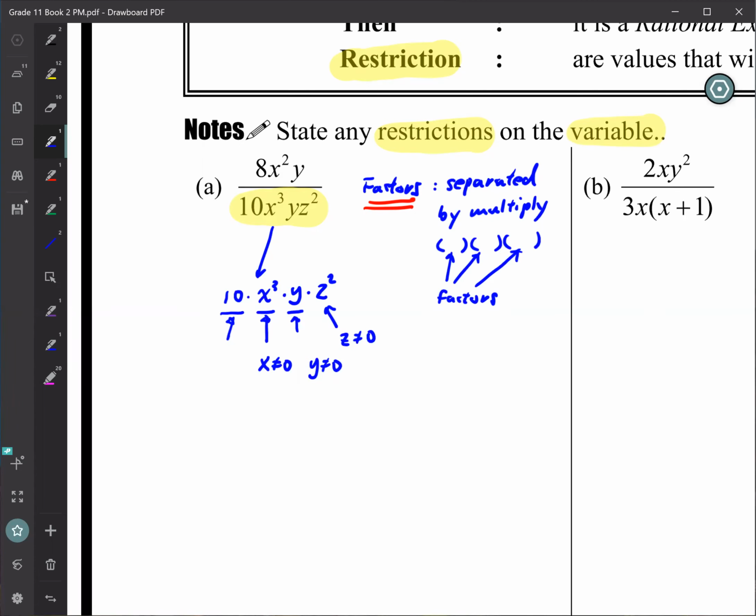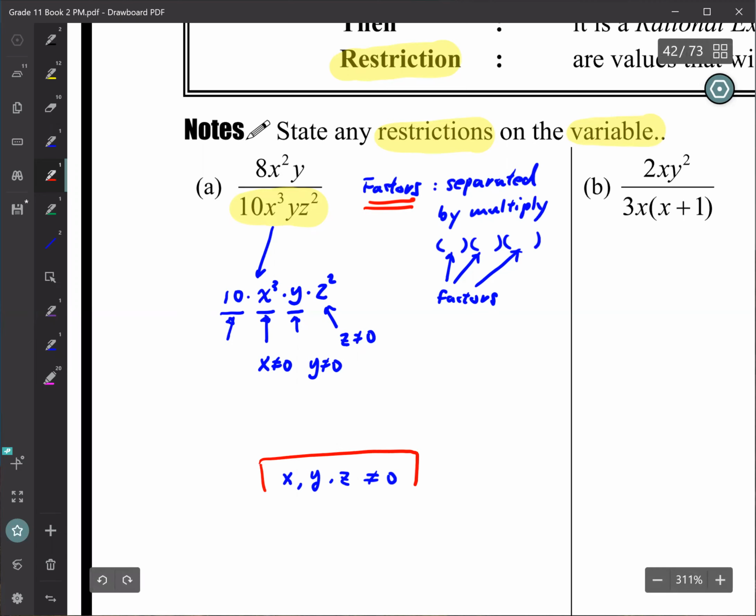So for this one, it has 3 restrictions. When you write the restriction, you just write the letters. If they're all the same value, you just write x, y, and z cannot be 0. Here we're just writing out the restriction, that's all. Each of the factors has 1 restriction. You only need 1 restriction for each factor, and you need to identify which ones are factors.